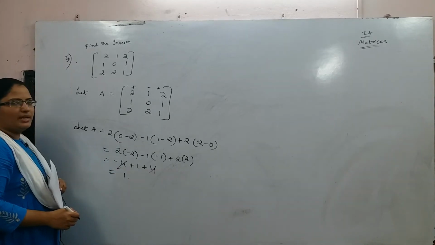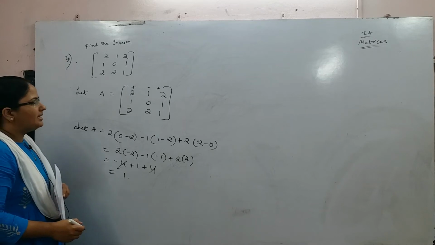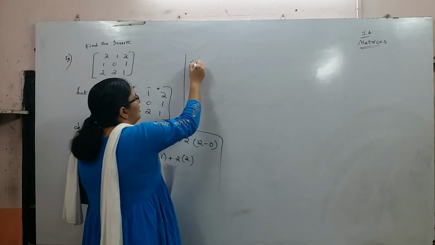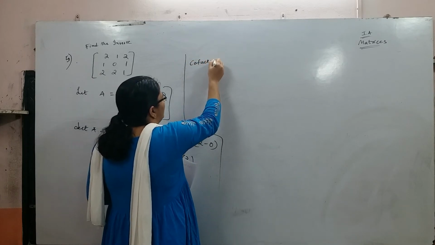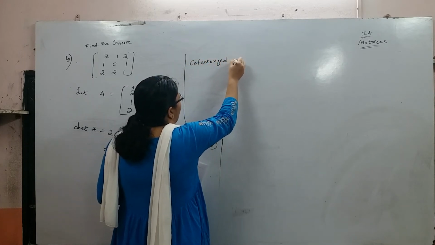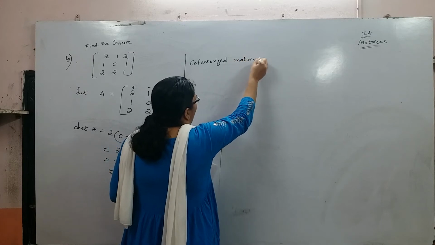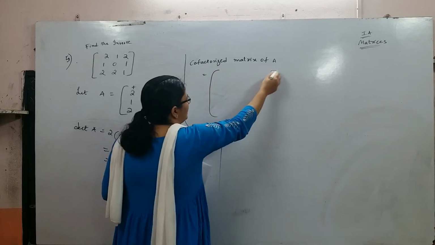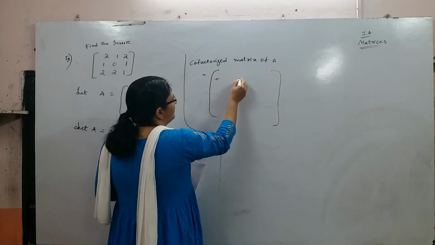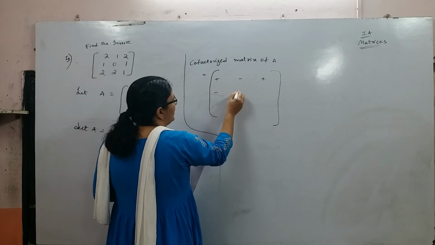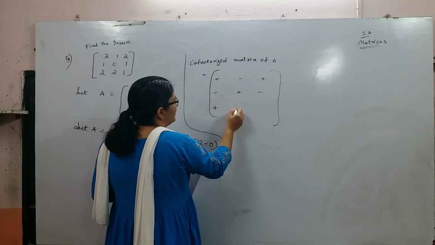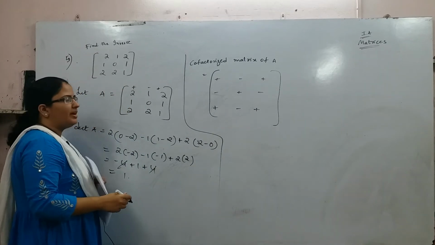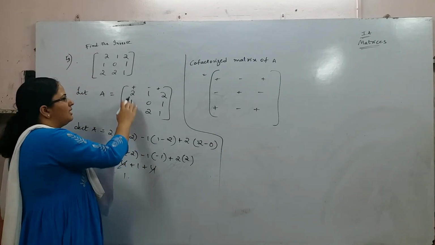Once you have the determinant, next go for finding the cofactor matrix of A. What do you do for finding the cofactor matrix? Put plus minus plus, minus plus minus, plus minus plus. This is how you find the cofactor matrix.